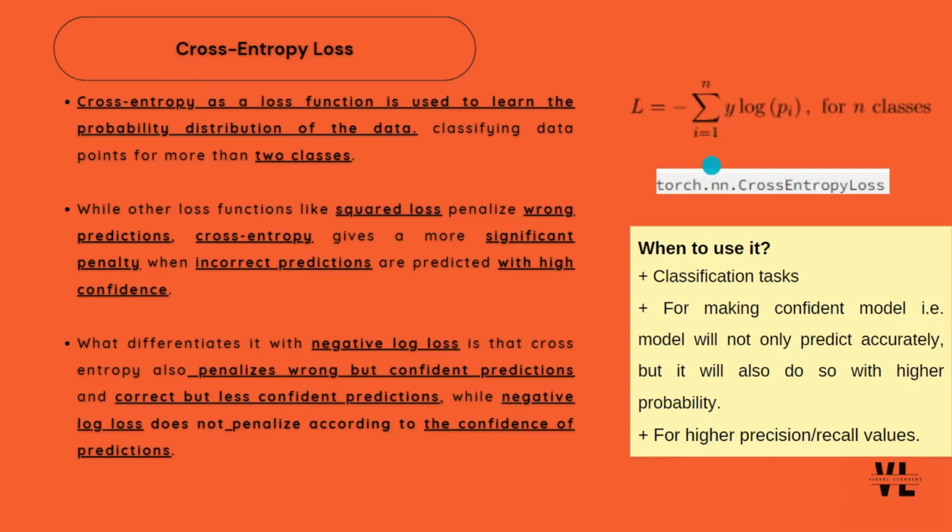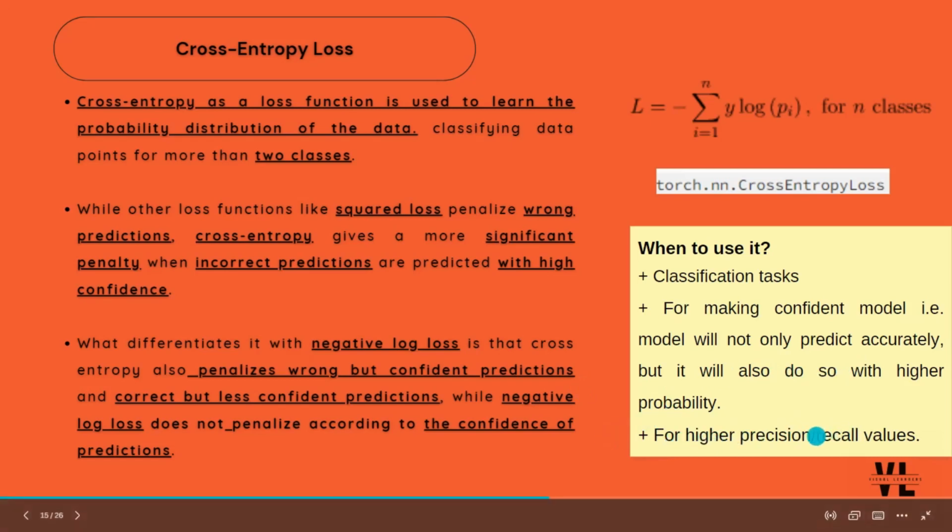Because it's a very simple function. In order to use the cross-entropy loss in PyTorch, we have to call the cross-entropy loss function under the neural network package. And here we notice that we're using the same y times log p_i, and we're using the summation from 1 up to n for n classes. So we're going to calculate the negative log loss for each class, and then sum them together in order to get the final loss. It's also used for classification tasks and for making a confident model. The model will not only predict accurately, but it will also do so with higher probability. And it's also used for higher precision or recall values.